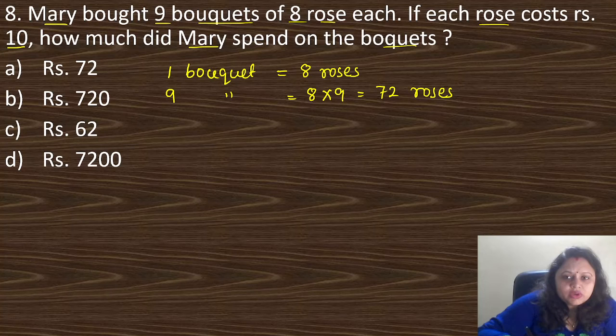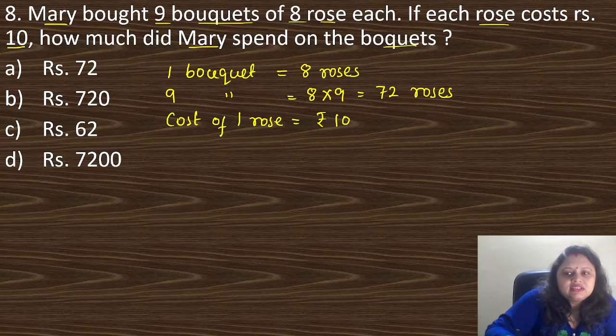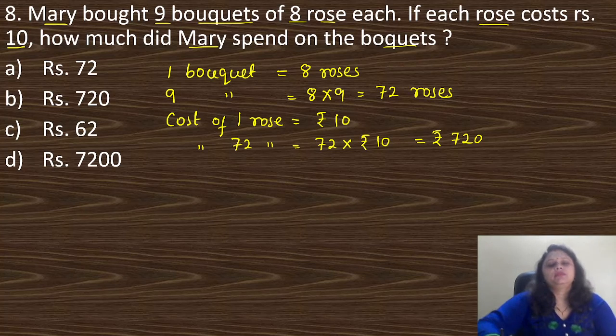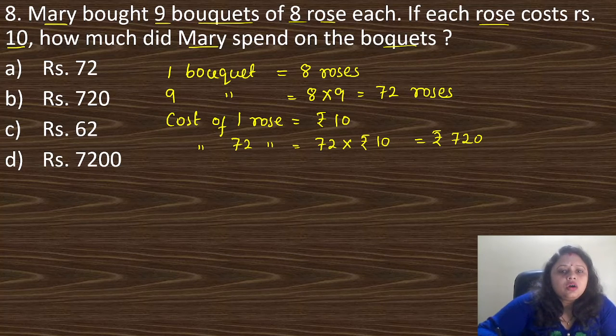Okay. Next one is each rose costs rupees 10. Cost of one rose equal to how much? Rupees 10. Then cost of how many roses does Mary have? 72 roses. That is equal to 72 into rupees 10, that is equal to rupees 720. Okay, got it? So where is this option present? It is present in option B, that is rupees 720.